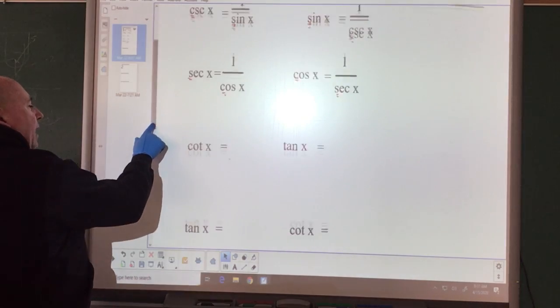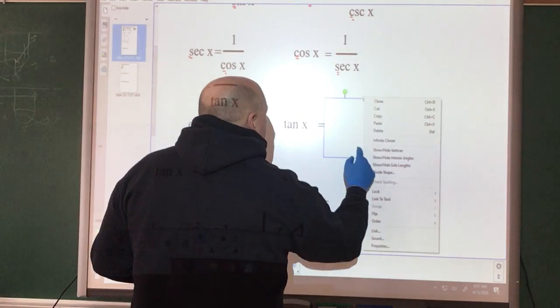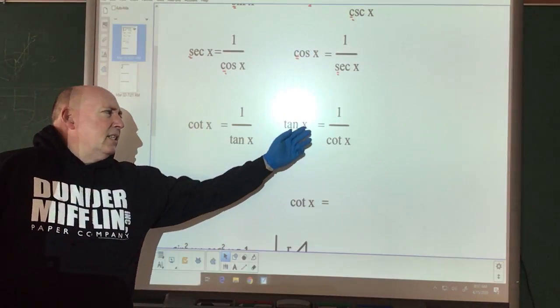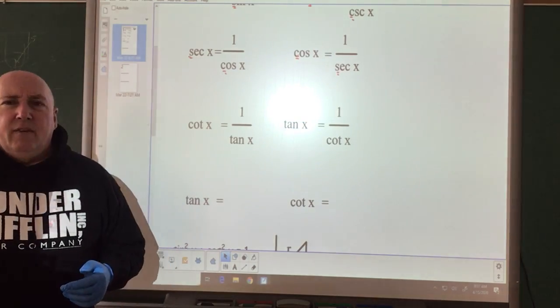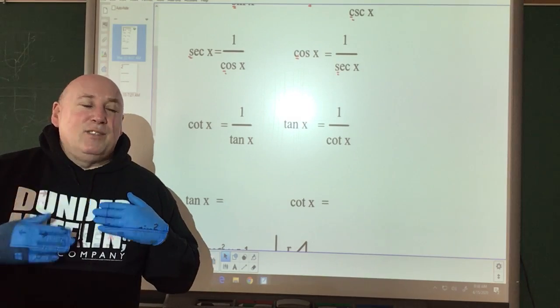And likewise, the cotangent is a reciprocal of tangent. So we can rewrite cotangent as 1 over the tangent of x, and tangent of x is equal to 1 over the cotangent of x. And once again, if you need to pause, that's okay. I won't take offense to you pausing.